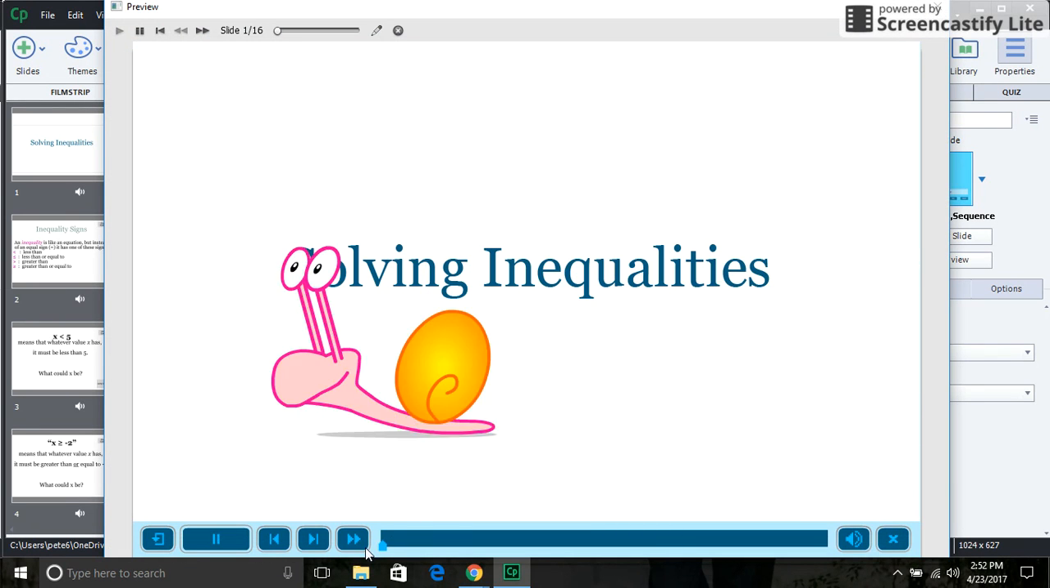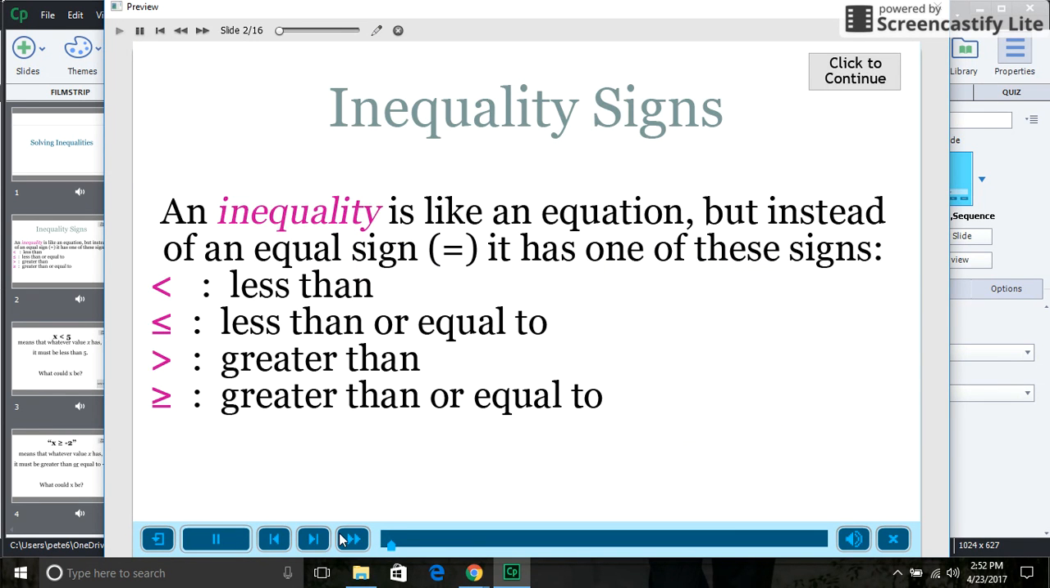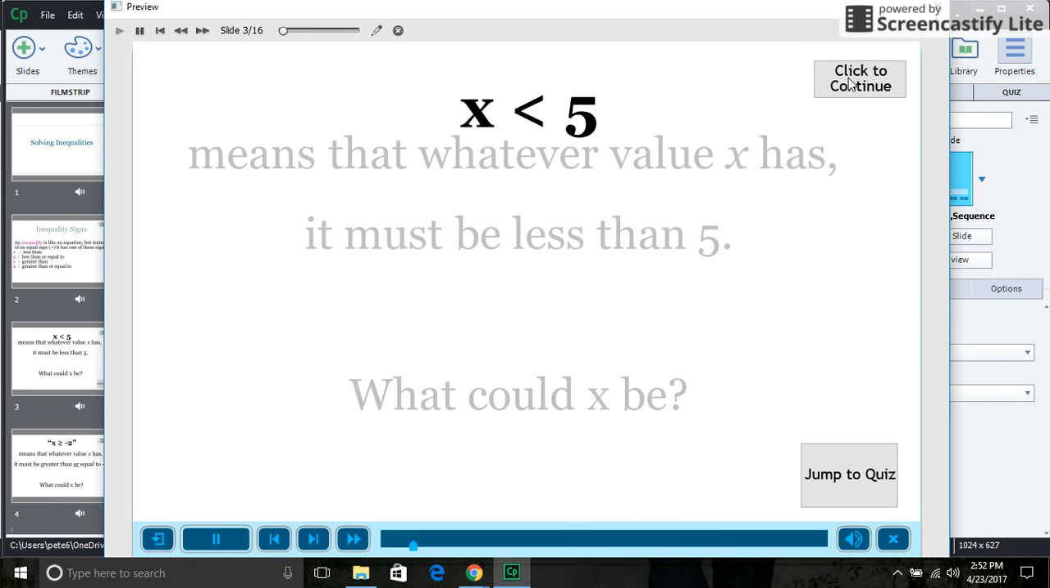Today we will be learning about solving one-step inequalities. To review, an inequality is like an equation, but instead of an equal sign it has one of these. This inequality says x is less than 5.